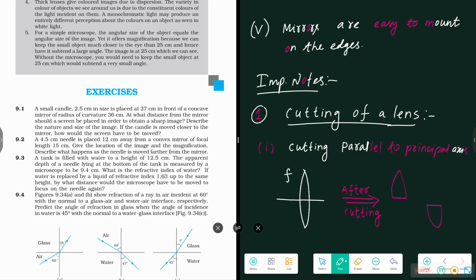Suppose the initial focal length is f, and the initial power is P. Here also the focal length is f, here also the focal length is f. Power is P, power is P. Are you getting or not? Yes, sir.